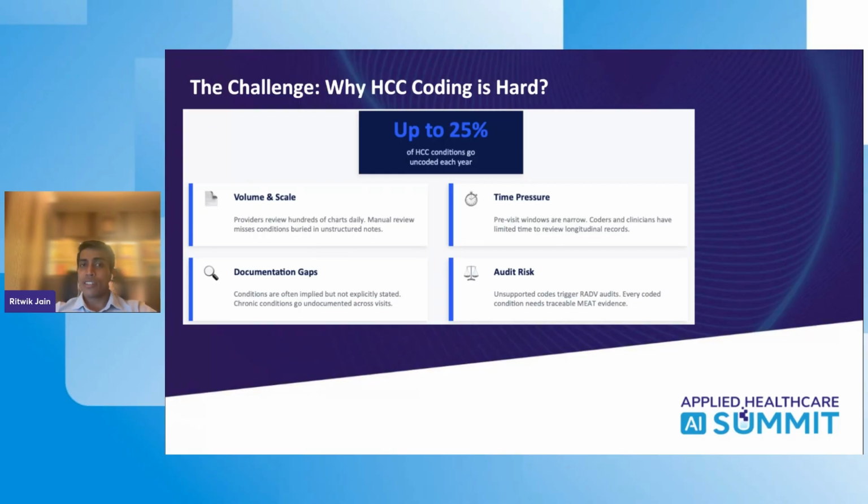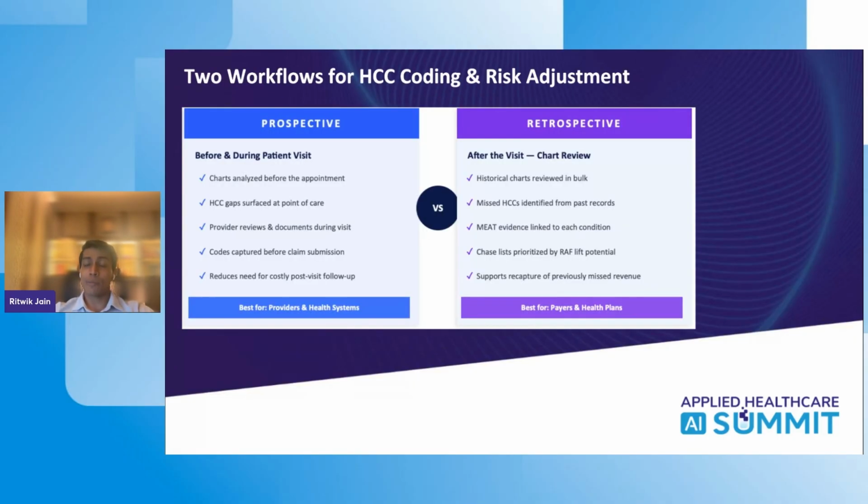And the fourth challenge, and arguably the most consequential, is the audit risk. Every HCC code that gets submitted needs to be supported by what's called the MEET evidence. That stands for monitoring, evaluation, assessment, and treatment. If a condition is coded, but the chart doesn't contain traceable evidence that the provider addressed it, then the code is vulnerable, and CMS is going to trigger audits for that, which usually results in pretty high financial clawbacks.